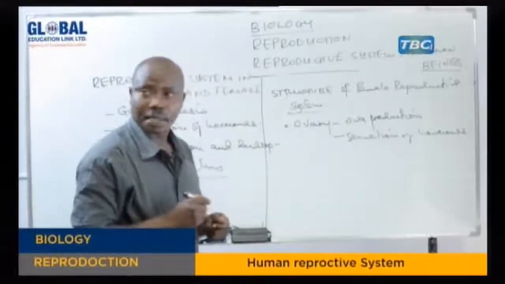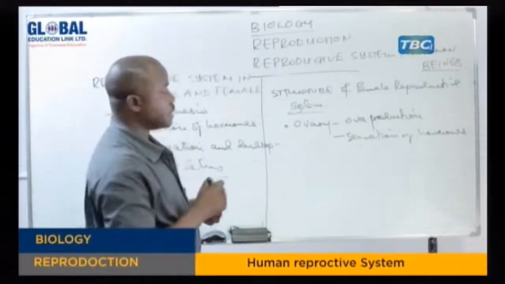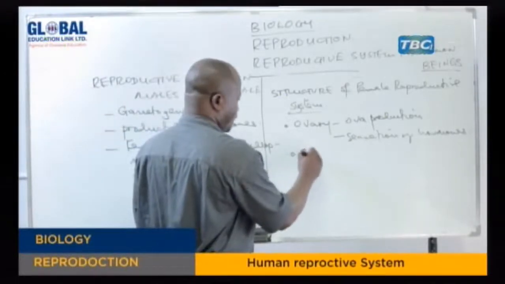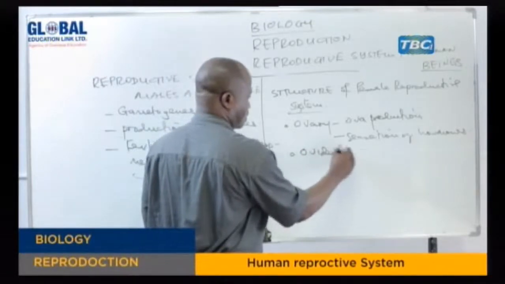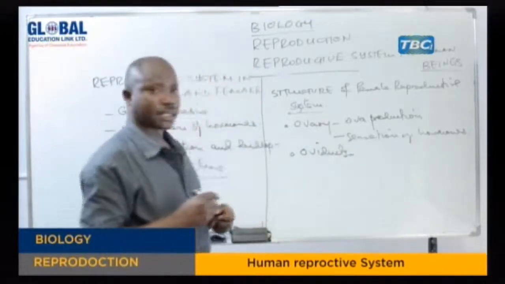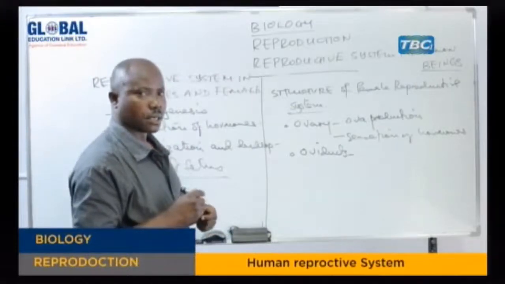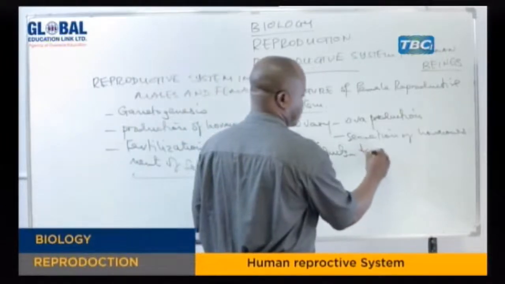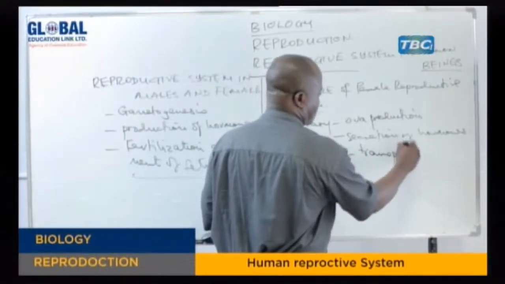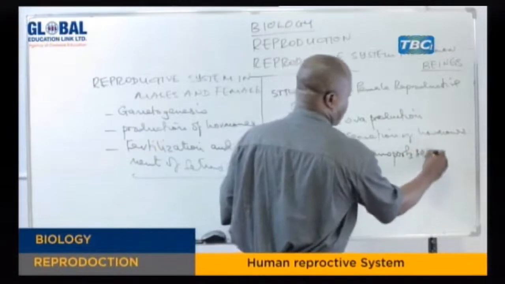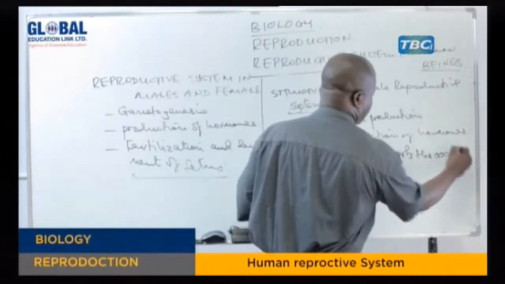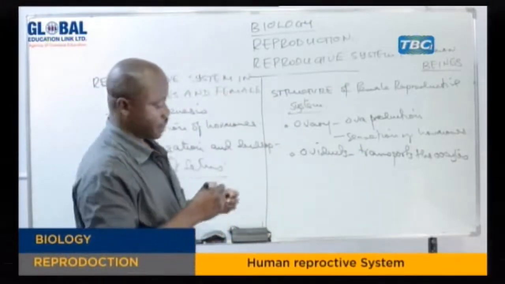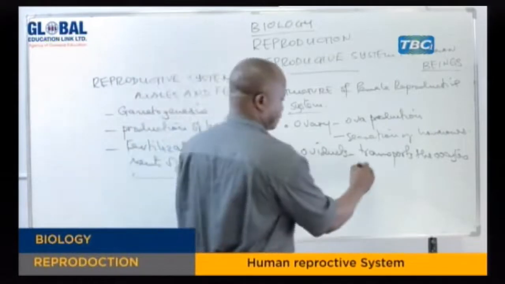Another structure that makes up the female reproductive system is the fallopian tube, or the oviduct. The oviduct transports the oocytes to the uterus, but also forms the center where fertilization takes place.